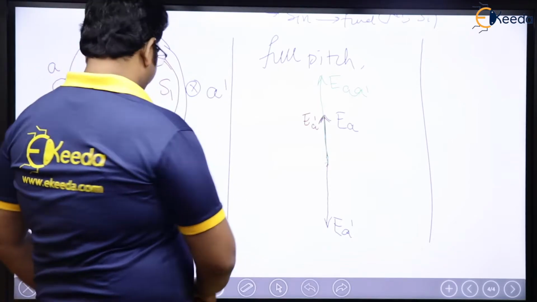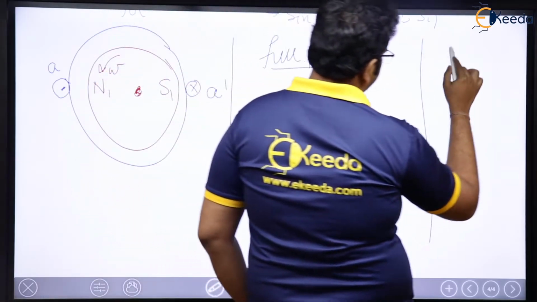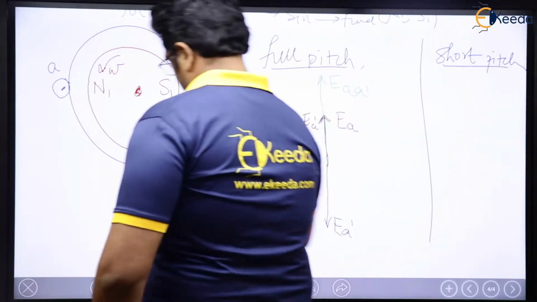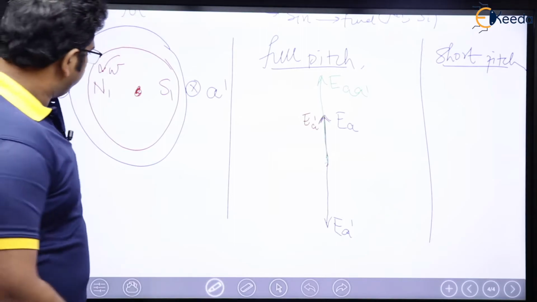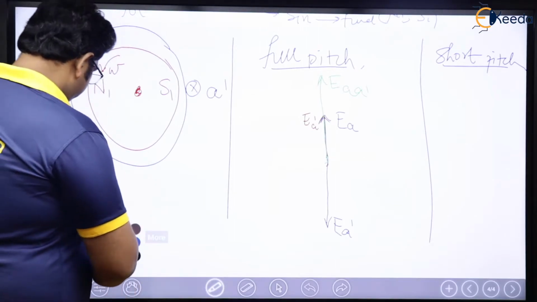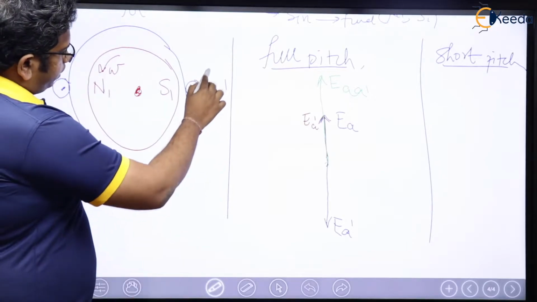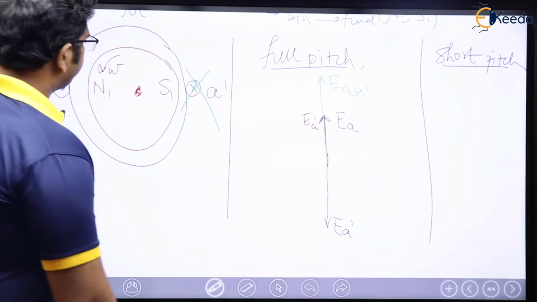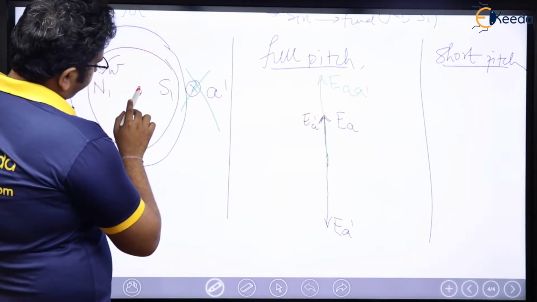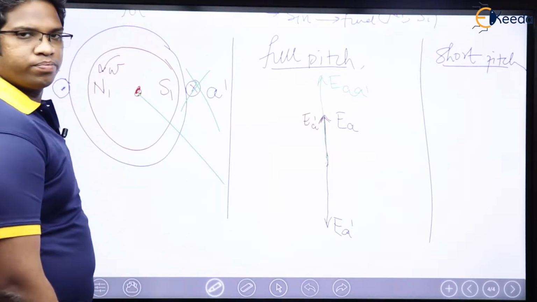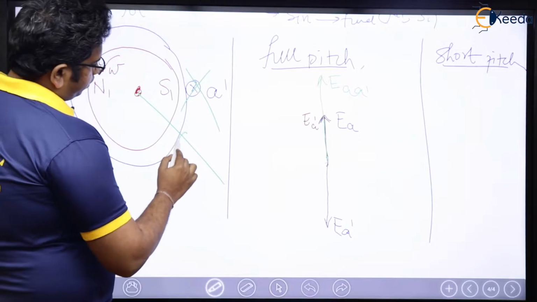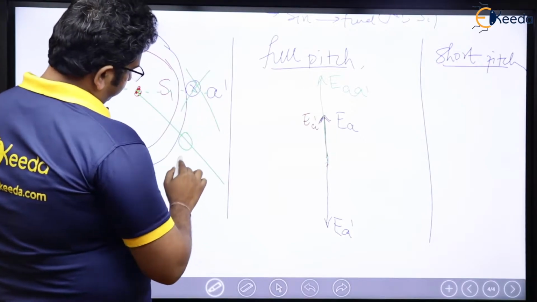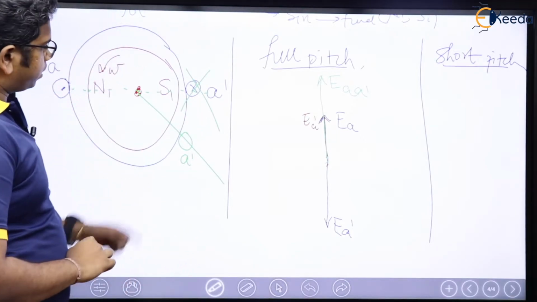See here, very simple. Let me think of short pitch. Short pitch in the sense, sir, rather than placing the conductor in place of A dash, let me place it here. Means let me place the conductor A dash here.